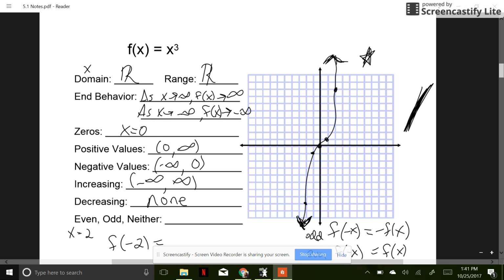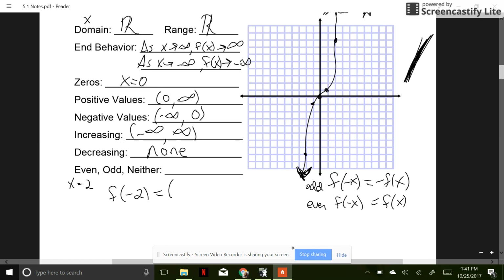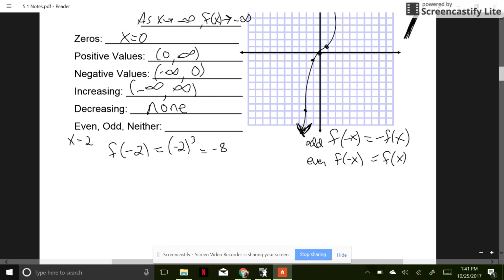If we take our function, f of x equals x cubed, we plug in -2 into our function. -2 cubed ends up being -8. So that's f of -x. Now f of x, which is our 2: we plug 2 into our function. 2 cubed is +8. Since f of -x is the negative of f of x, this function is going to be odd.